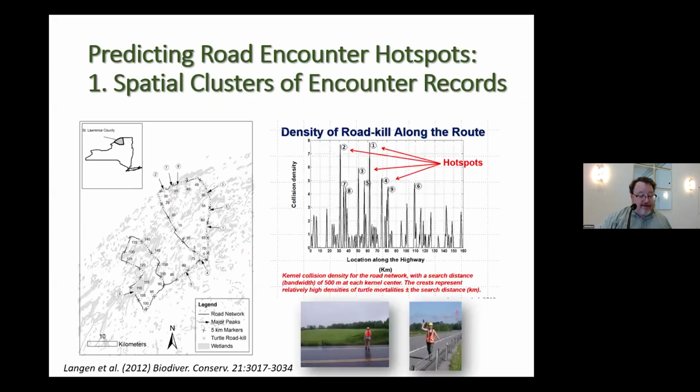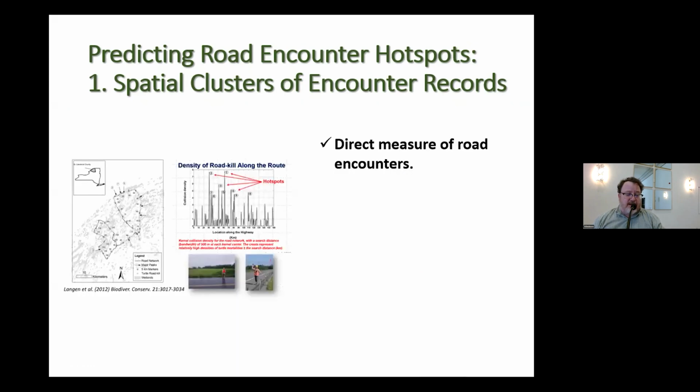All right. So, we have a number of tools that we can use for modeling. This is not going to get into the details of modeling, but kind of thinking about the big picture concepts. We can look at spatial clusters of encounter records. And so we can use that to look at some kind of clustering. And generally, we can only do that in a way, for example, here's for turtles, where we have very systematically collected data on roads, where we have similar search effort and similar detectability across that.